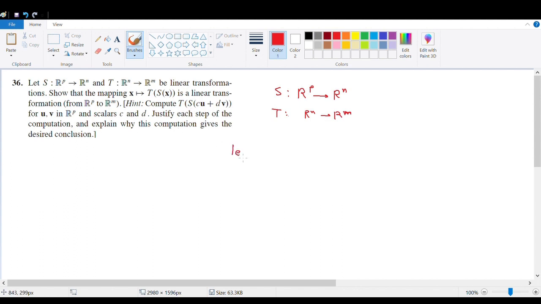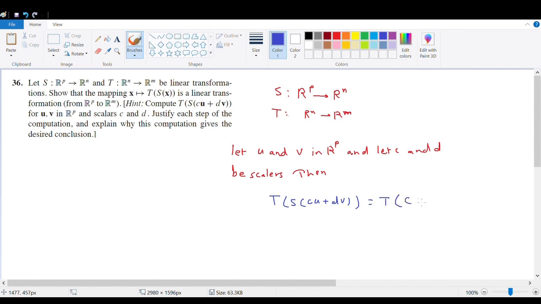So now let us take two vectors. Let u and v be in Rp, sorry, and let c and d be scalars. Then we have now T(S(cu plus dv)).